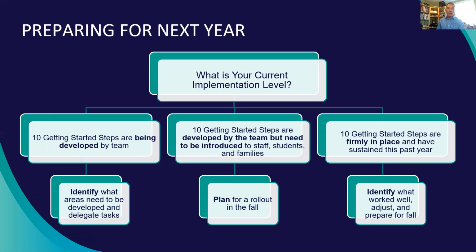Being realistic about the status of your getting started steps can help you to plan for the upcoming year. If the steps are still being developed, then your team should have a clear plan for completing those tasks. This is where your action plan can be incredibly helpful. If your getting started steps are complete, but they've never been introduced to your school community, then it's time to plan your first rollout. In future years, when your getting started steps are firmly in place, you can use this time to update and improve your products based on your team's experience and feedback from the community.